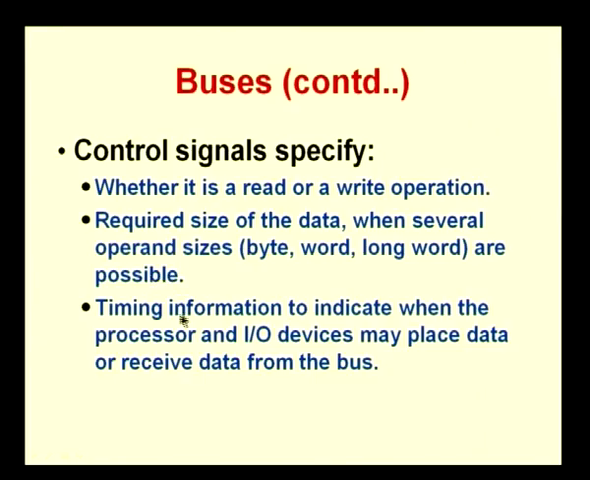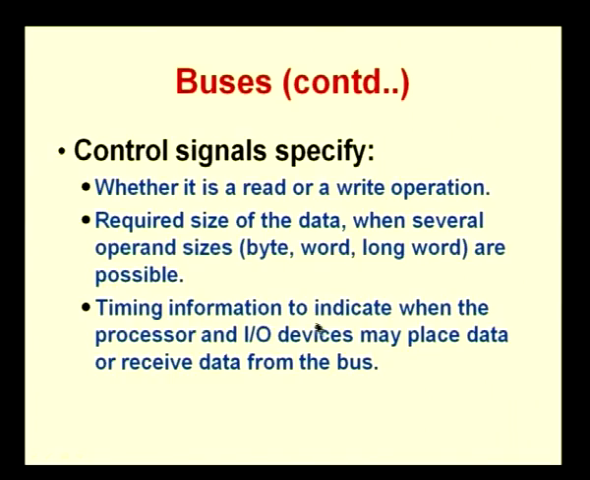Third thing that we need to look at is timing information to indicate when the processor and the IO devices may place data or receive data from the bus. So, if you look at the way it is organized, you can see that the bus stands in between the processor and the IO devices. So, the processor is going to place data on the bus and the IO device will have to take the data from the bus, or the IO device is going to place data on the bus and the processor has to take the data from the bus. Okay. So, we need to have some kind of timing information as to when a processor or an IO device may place data on the bus and receive data from the bus. So, all this has to be specified by means of these control signals.